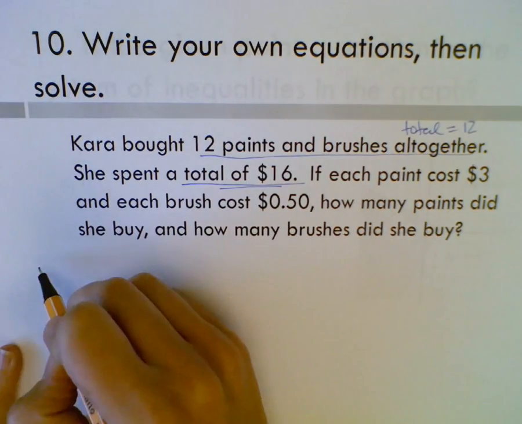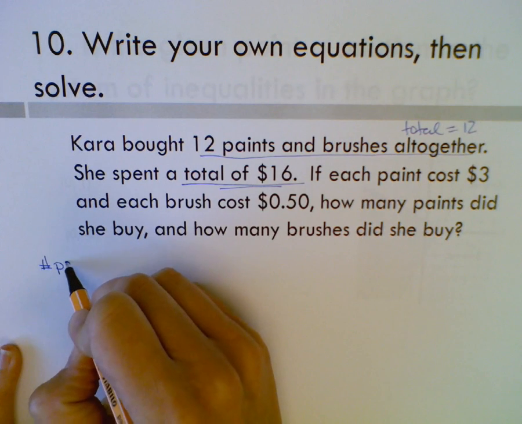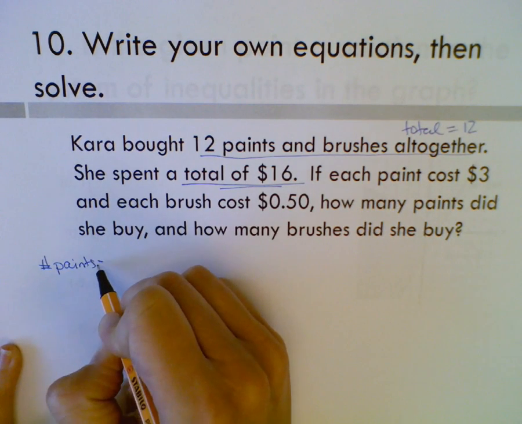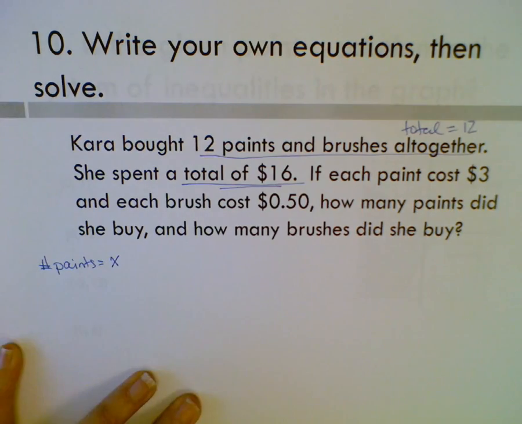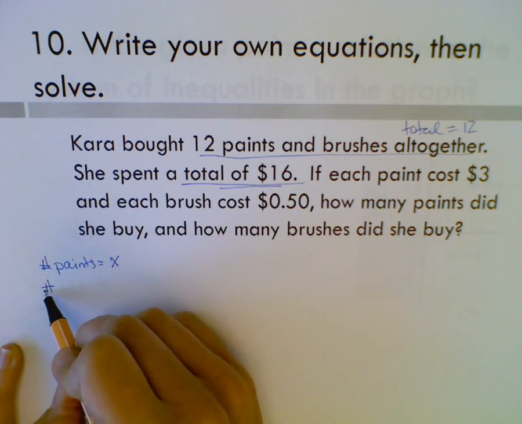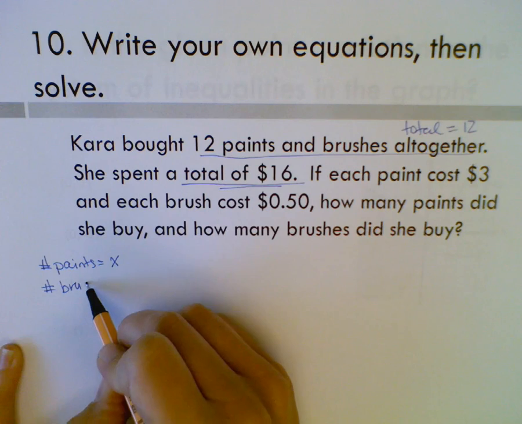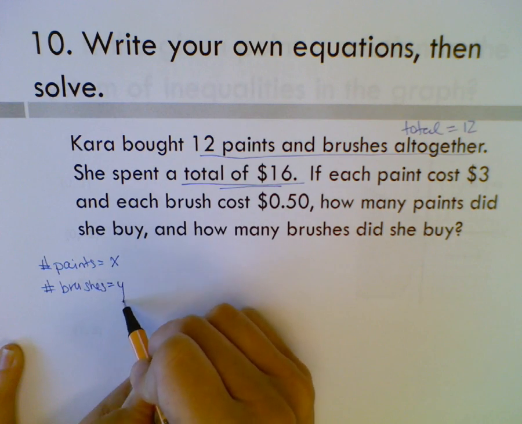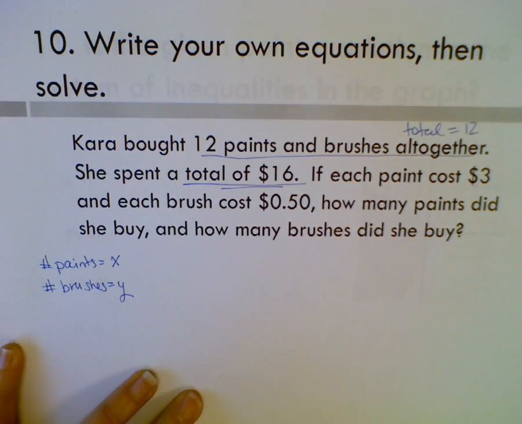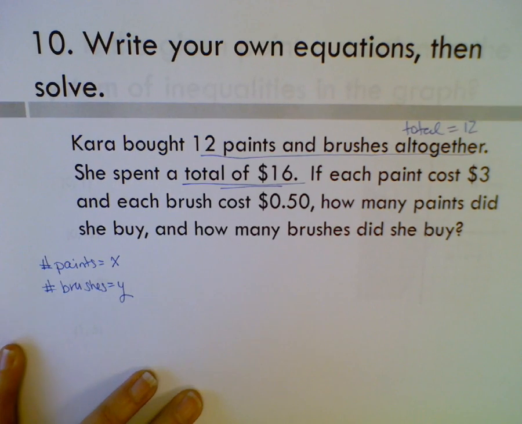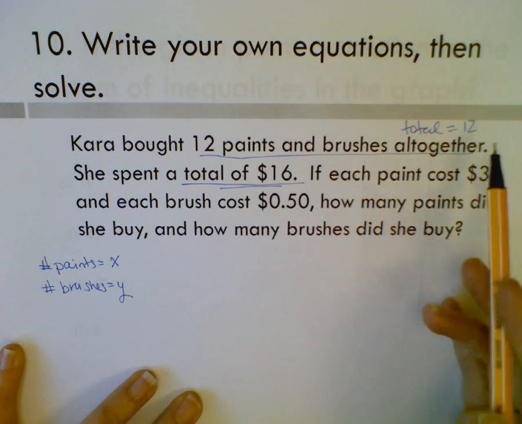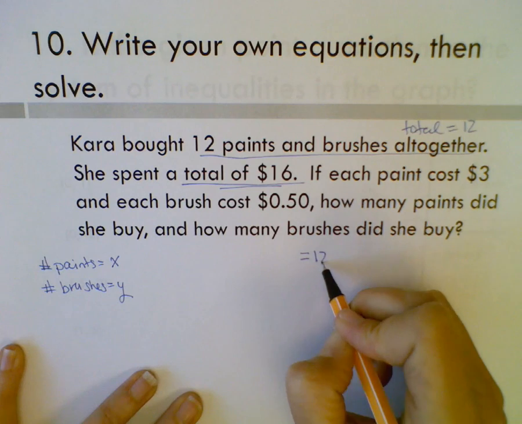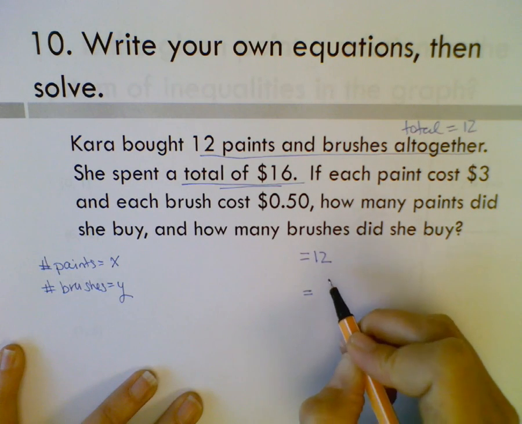Well, the number of paints is one thing that I have to figure out. So that's a variable. I can call that x. And then the number of brushes that I bought. That's my other variable. Remember, two variables, I need two equations. Well, that works out because I have two totals. I have a total of 12 and I have a total of $16.